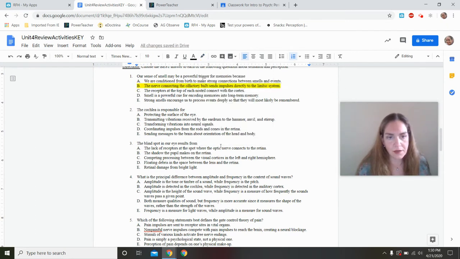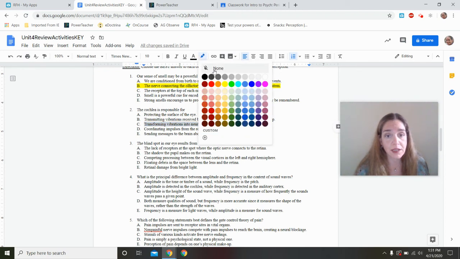The cochlea is where the magic happens in hearing. Protects the surface of the eye? No, they're trying to trick you. That's the cornea. Transmits vibrations received by the eardrum to the hammer, anvil, and stirrup? Not so much. Transforms vibrations into neural signals? That sounds pretty good. Coordinates impulses from the rods and cones? No, wrong sense. Sends messages to the brain about the orientation of the head and body? No, the orientation of the head and body is the vestibular sense, the semicircular canals in the ear. So I agree that it is in the ear, but it's not the cochlea. So it is transforming vibrations into neural signals.